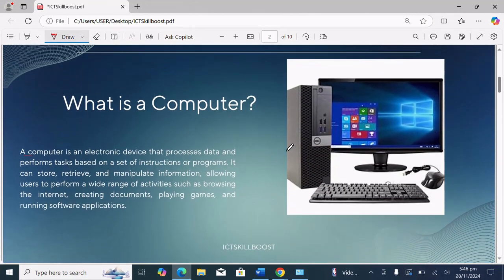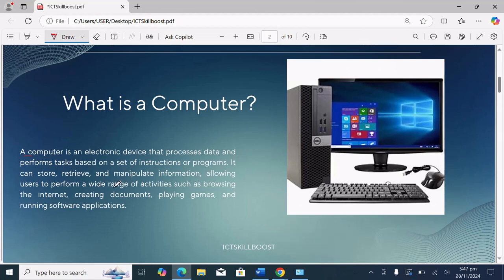So quickly, what a computer is. When you look at this definition, a computer is an electronic device that processes data and performs tasks based on a set of instructions or programs. So let's take an example of this. A computer is like a device that can accept input, that is of data, and that data can be processed by the computer. It can as well store it, and also it can be output by the computer the way you want it to be.